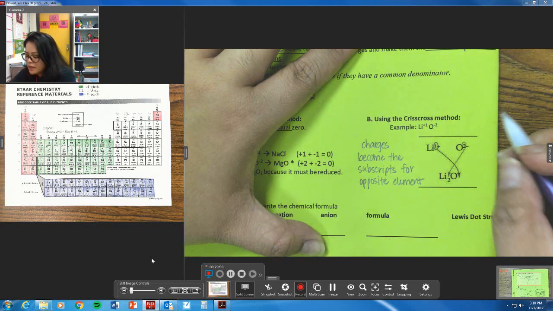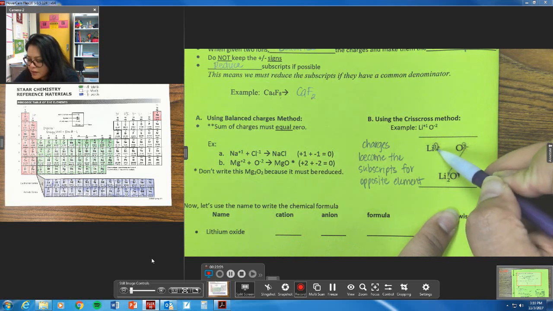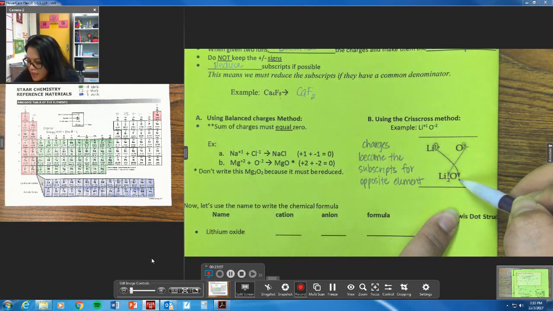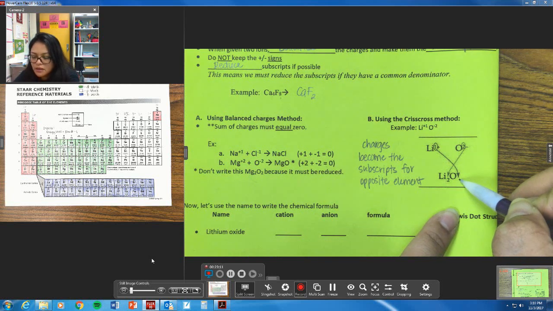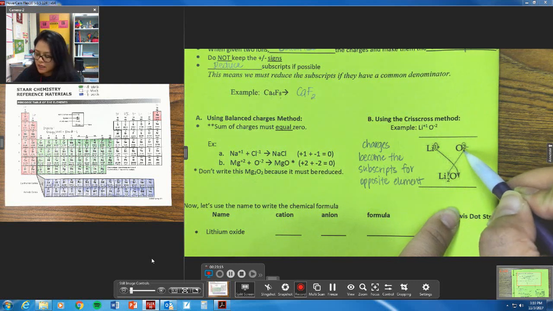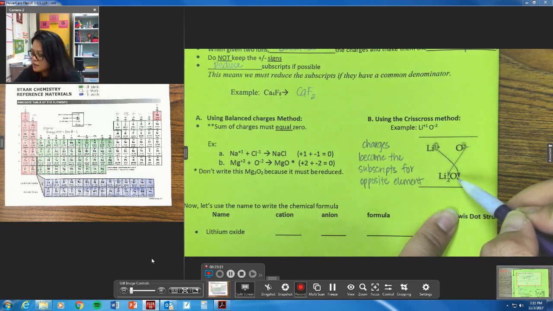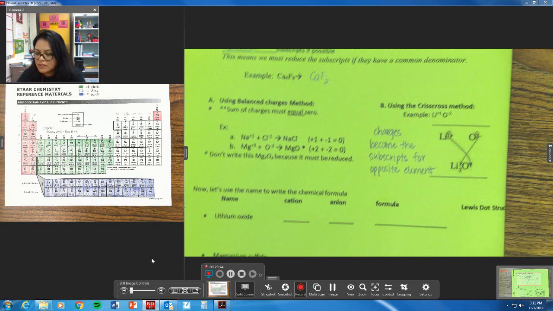Okay, so again, your lithium, your 1 from lithium is going to crisscross, and it's going to become the subscript for oxygen. Okay, and your charge for oxygen, your negative 2 charge, is now going to become a subscript for lithium. Okay, so let's go ahead and try a few examples.